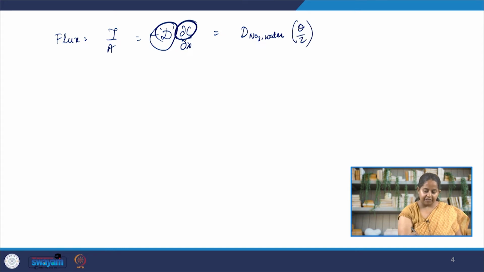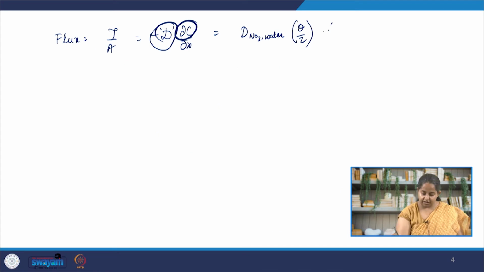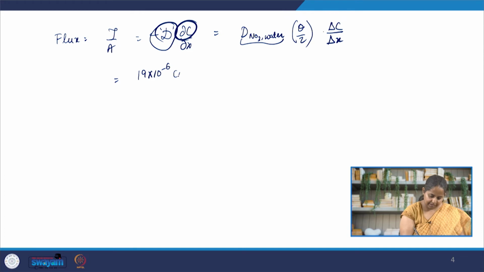And then here we have to find the difference between the concentration. So if you look here, the concentration in water is 20 milligram per liter and the concentration in the pore water is 0.05 milligram per liter, and the distance between them is 10 centimeter. That will help us with the concentration gradient. So now we have del C by del X. Del X is 10 centimeter, del C is 20 milligram per liter minus 0.05 milligram per liter. So let's put all this information. This value we know is 19 into 10 to power minus 6 centimeters square per second.